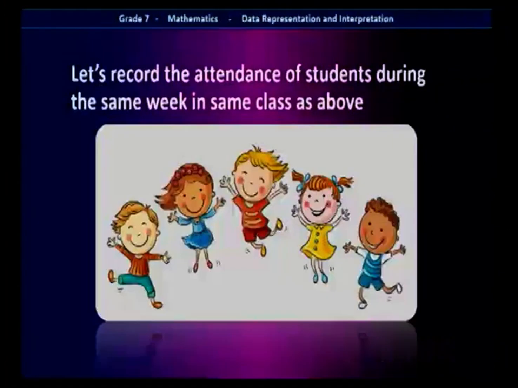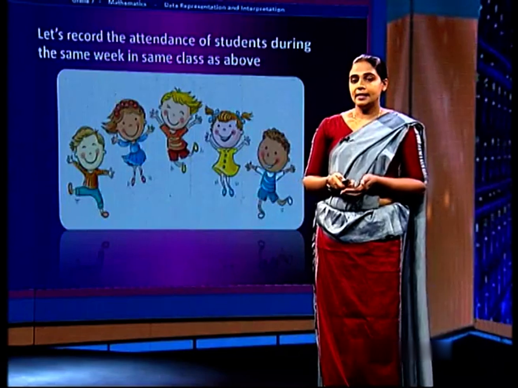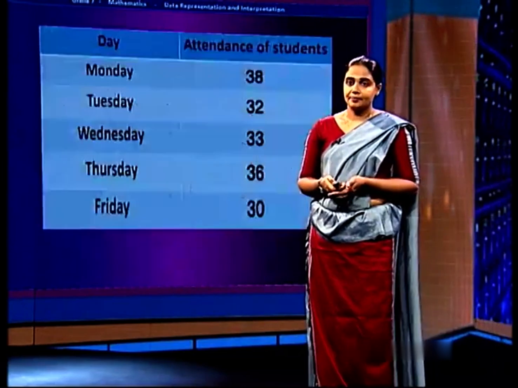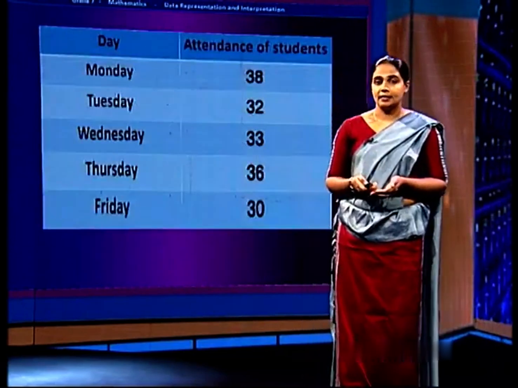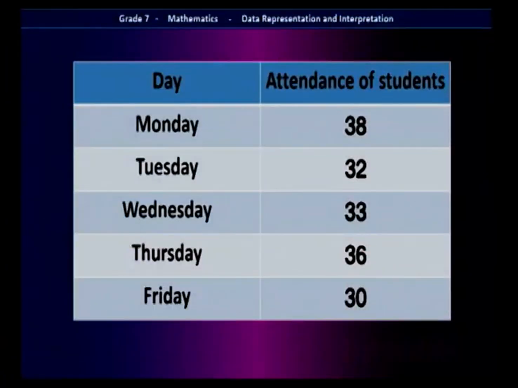Then let's record the attendance of students during the same week in the same class as above. In previous examples, we collected information on absentees. Now we are recording the attendance of students in this same school. Then let's see what the information is. We want two columns. Why? One is for the day, the other is for the attendance of students.